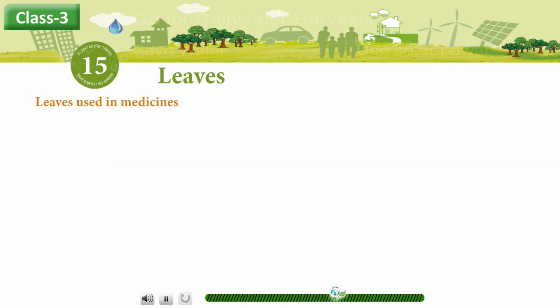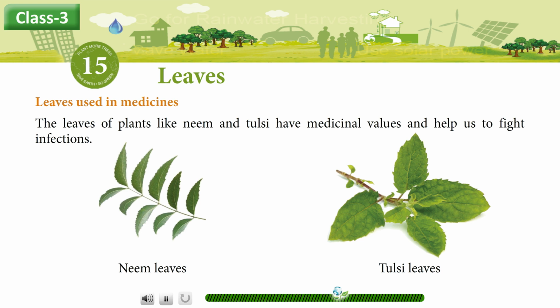Leaves used in medicines. The leaves of plants like neem and tulsi have medicinal values and help us to fight infections. Neem leaves, tulsi leaves.